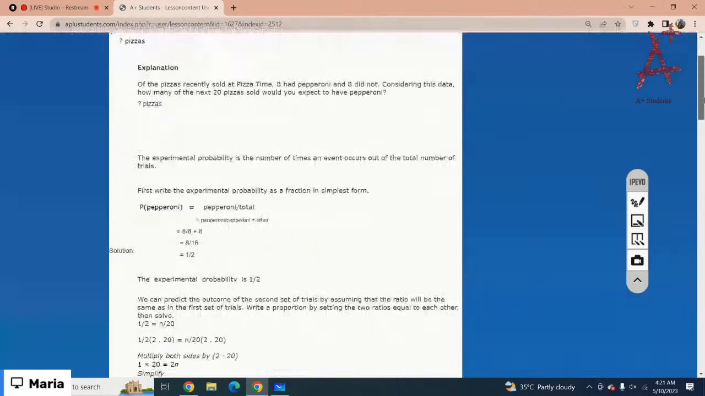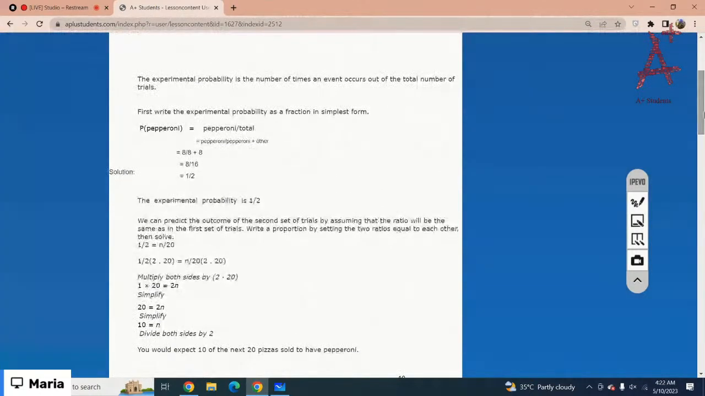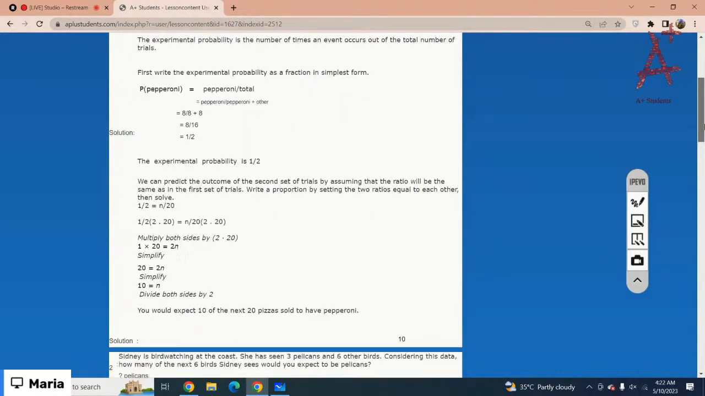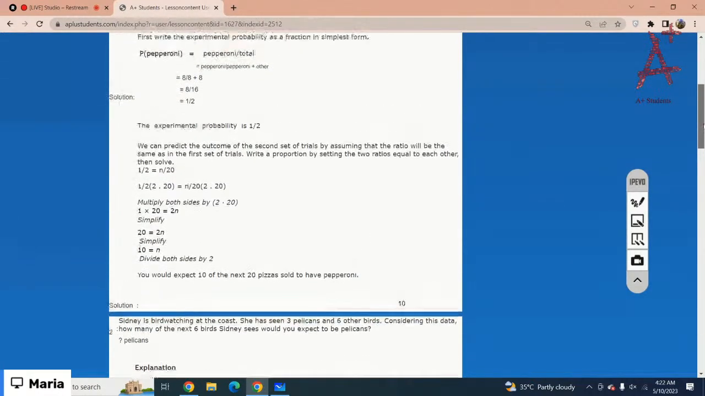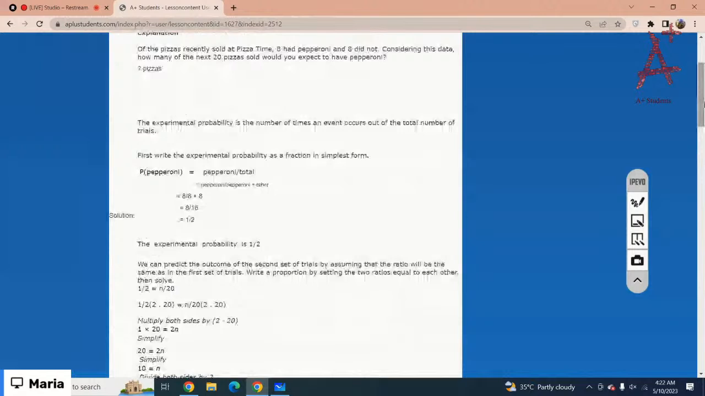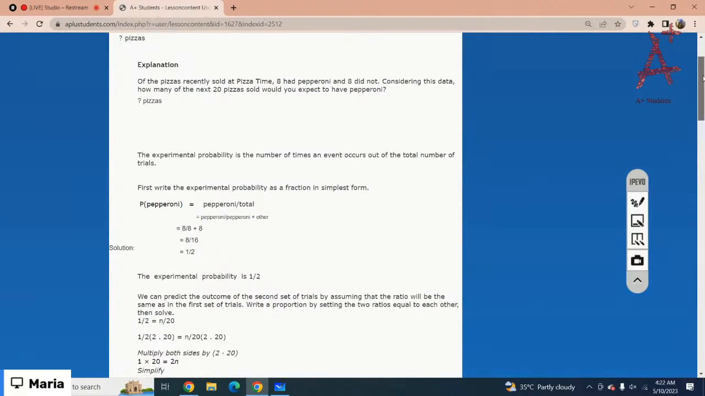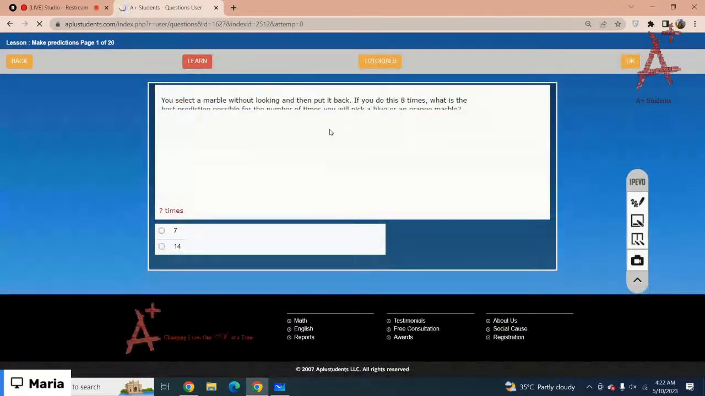Now you have 20 pizzas. The experimental probability is 1 by 2, so you need to do 20 divided by 2. That means for the next time, 10 pizzas would be pepperoni. Got it? You are going to make predictions about an event based on what has already occurred. You're considering the data that is used, and then you are going to predict the probability of the new data. Got it? Let's just start with the questions.